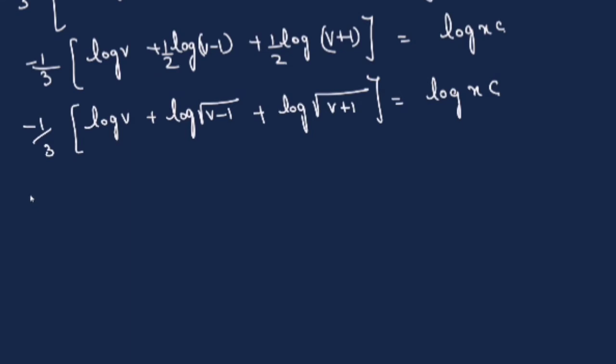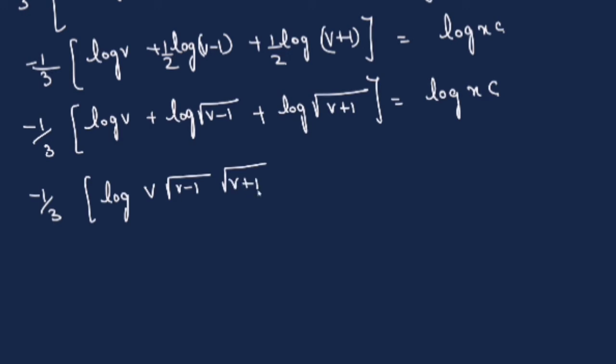Use the product rule here. Log a plus log b plus log c is log a into b into c. So this is log v into root of v minus 1 into root of v plus 1 is log x into c.